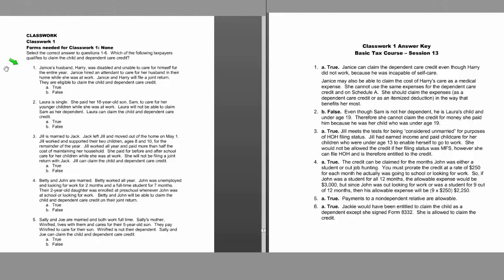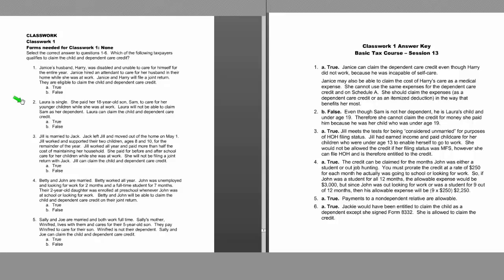In a situation where one spouse is disabled and incapable of self-care, it is only necessary for one spouse to actually work, and the spouse that is not working is treated as if they had income for purposes of calculating the gross earnings test. Question number two, Laura is single. She paid her 18-year-old son, Sam, to care for her younger children while she was at work. Laura will not be able to claim Sam as her dependent. Laura can claim the Child and Dependent Care Credit.